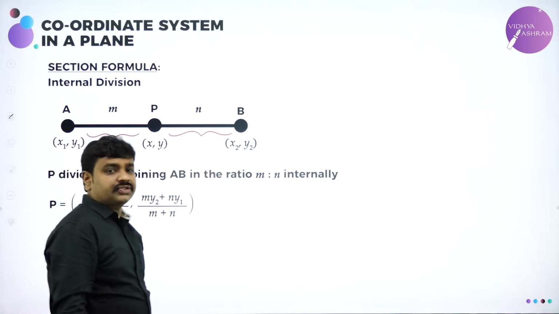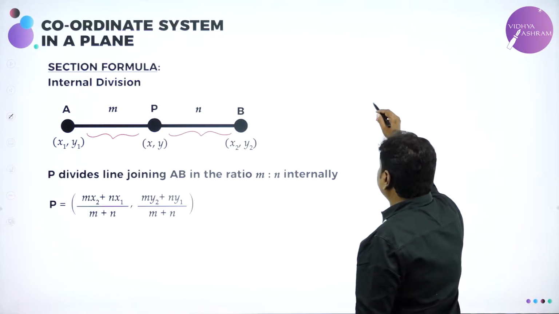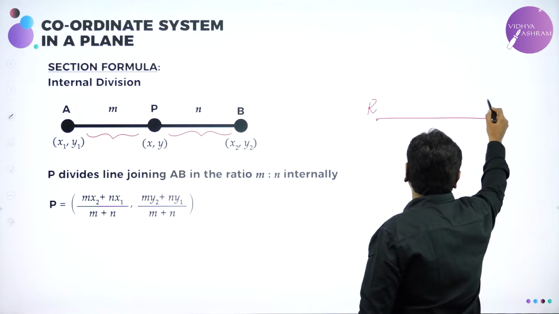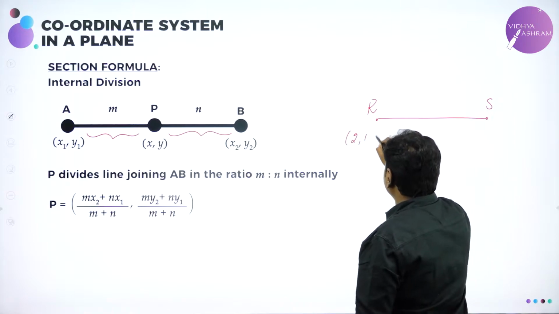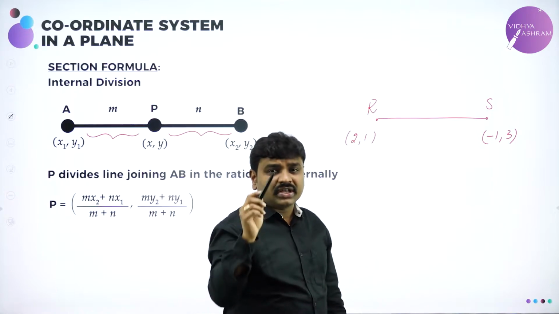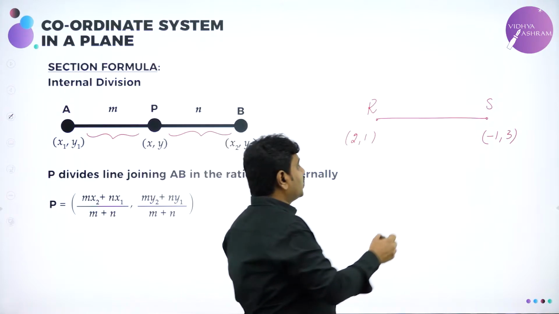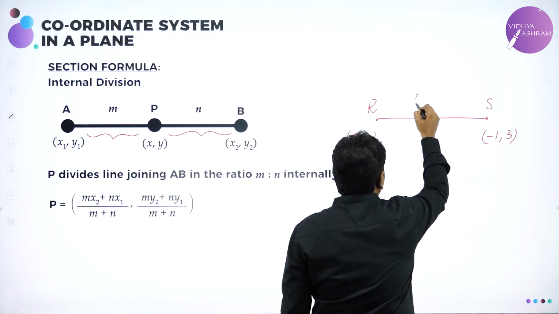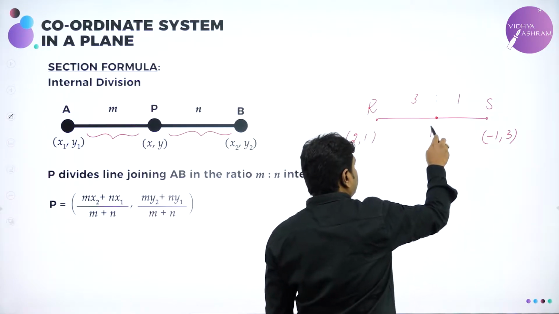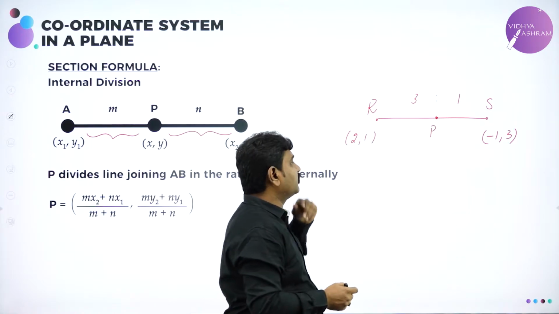So now if you take a simple problem, suppose I have a point called R and another point called S, where R is (2, 1) and S is (minus 1, 3). So I have taken 2 points. If I ask you to find a point which divides RS in the ratio 3:1, so let P be the point which divides RS in the ratio 3:1. You can find the point using the section formula.